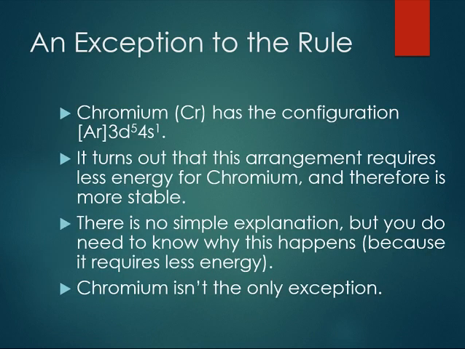Exceptions to the rule. There are exceptions. Chromium has an electron configuration of argon and then 5 3d electrons, not 4. That 6th electron is actually in the 4s orbital. Now, according to all the rules we've learned so far, that 4s electron should be in the 3d orbital, but that's just not the case. There is reasoning behind this. It does make sense, and it can be predicted because it turns out that this arrangement requires less energy for chromium, and that's always the big push here for stability, low energy.